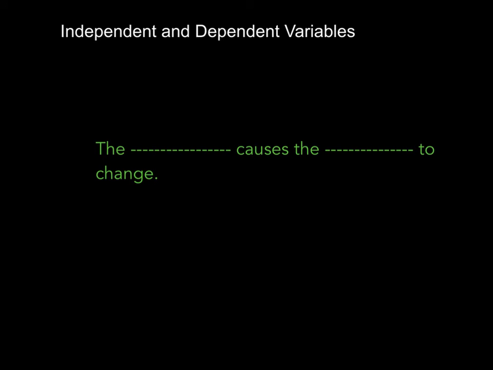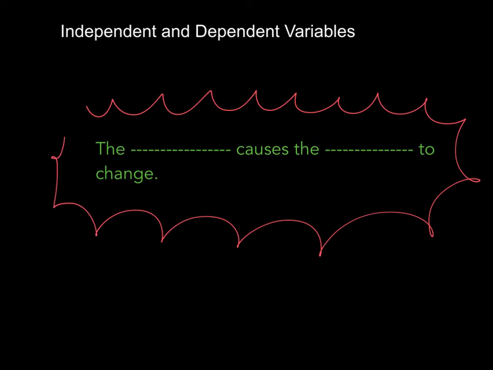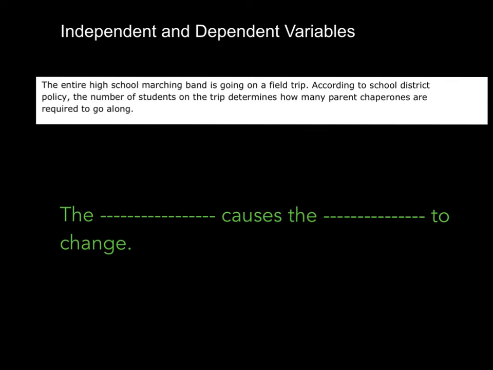Independent and dependent variables. Please try to memorize this sentence because this would really help you. The blank causes the blank to change. Our first blank would simply be our independent variable, and our second blank is our dependent variable. So in other words, it's just ID. So here is an example. The most important thing here is for you to really understand what the problem or the topic is about and be able to summarize the concept of the problem into this sentence: the blank causes the blank to change.